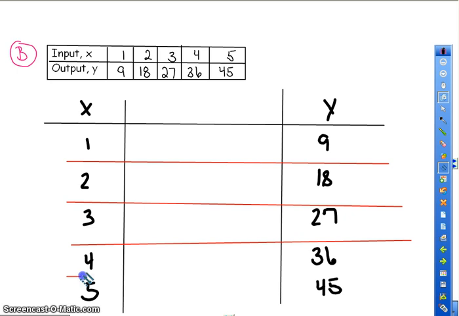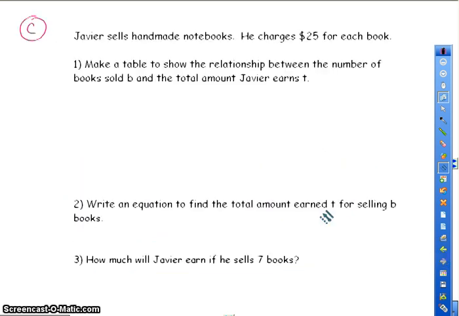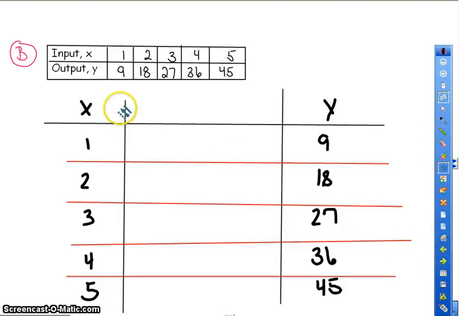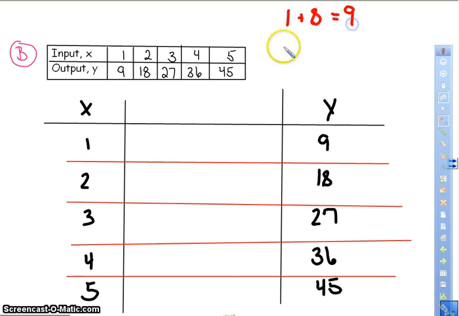Okay, so my equation, once again, comes back to what we have written here. What are you doing to the x to get the y? That's what I'm trying to decide. Because I'm starting with a smaller number and it's getting bigger, I know I'm either adding or multiplying. So if I take 1, I'm adding 8 to it to get 9, or I'm taking 1 times 9 to get 9. And these are the numbers I'm making up according to my sequence, okay?